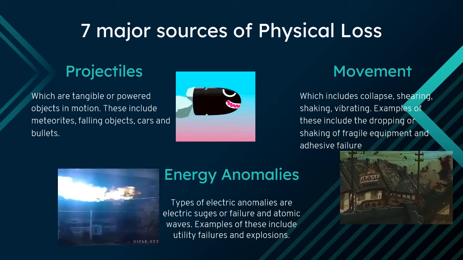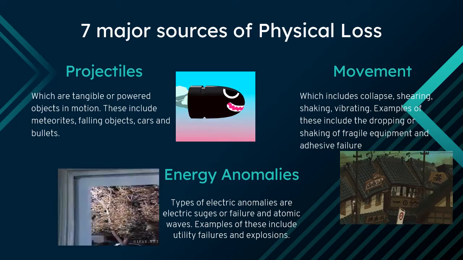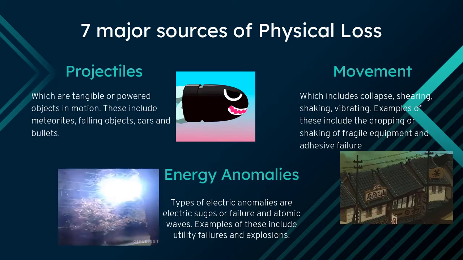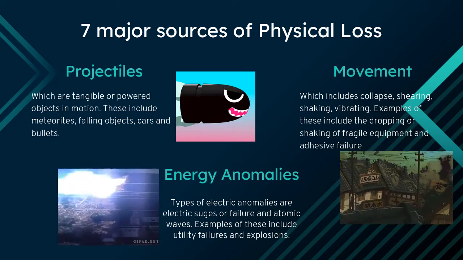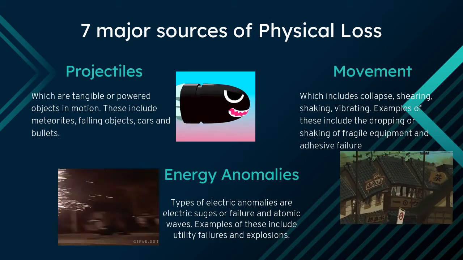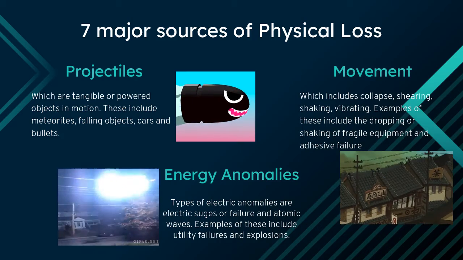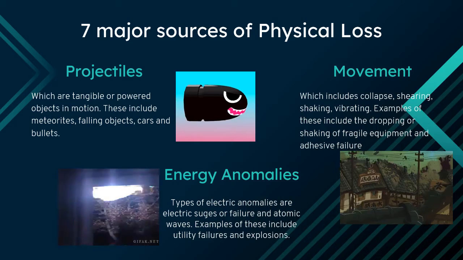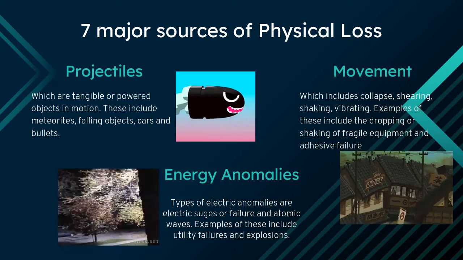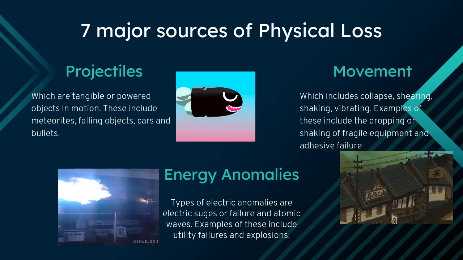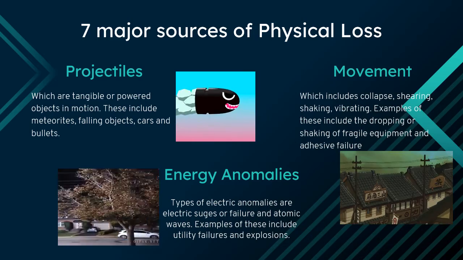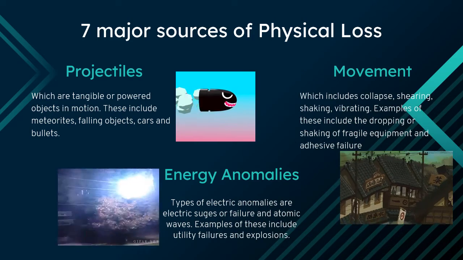Our last major source of physical loss are energy anomalies. Types of electric anomalies are surges or failure, magnetism, static electricity, aging circuitry, radiation, sound, light, and radio microwave.